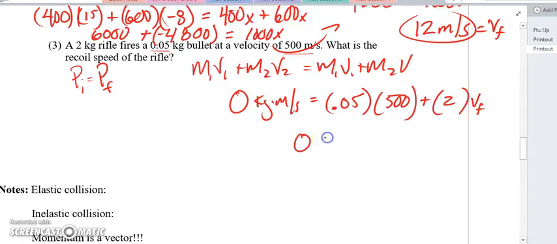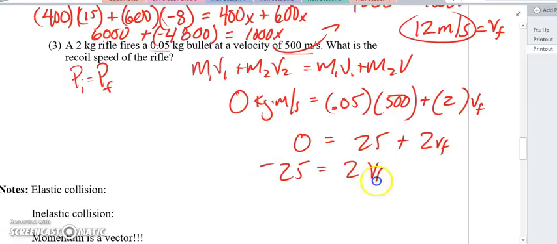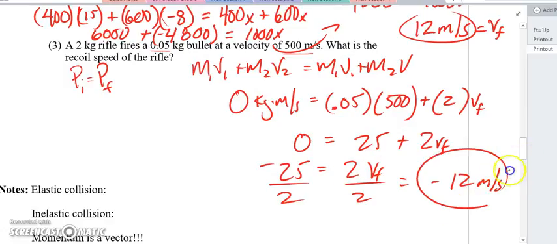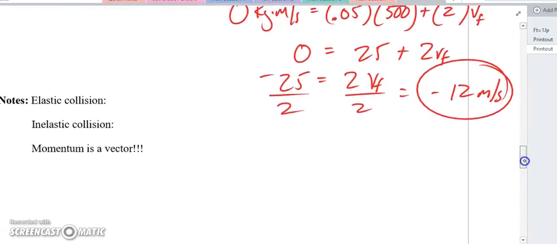So if I carry this out, I end up with 0 equals 25 plus 2 times VF. I subtract 25 from both sides, so I get negative 25 equals 2 final velocity, and then divide by 2, and I get negative 12. Now, it makes sense that that's a pretty low number because it's the recoil of the rifle. That's still pretty fast, but you understand that it happens over a split second, so it recoils into the guy's shoulder until his shoulder stops it, over a fraction of a second.